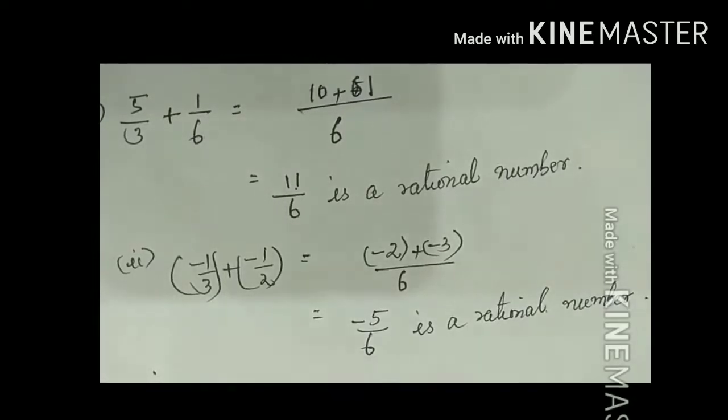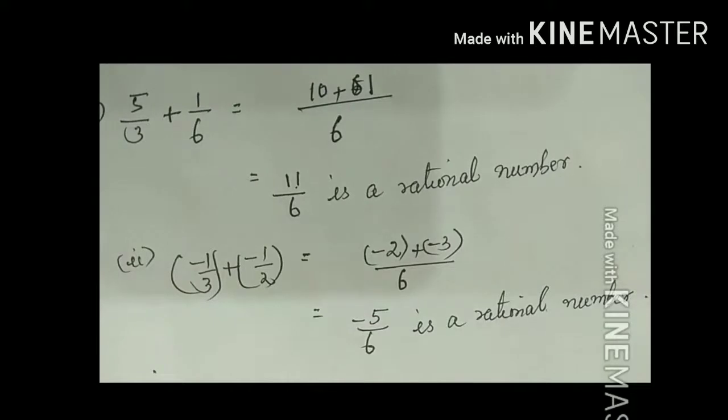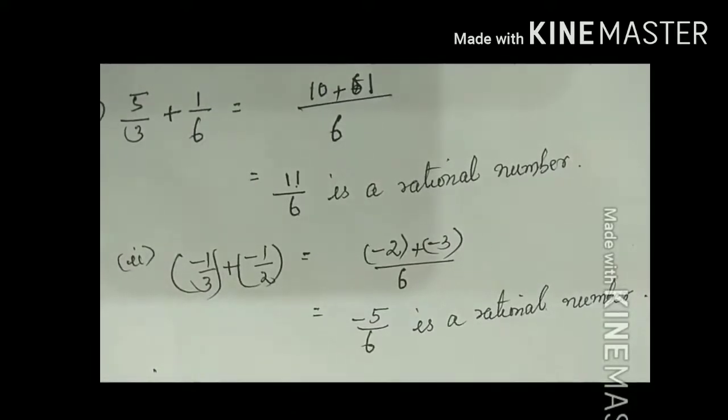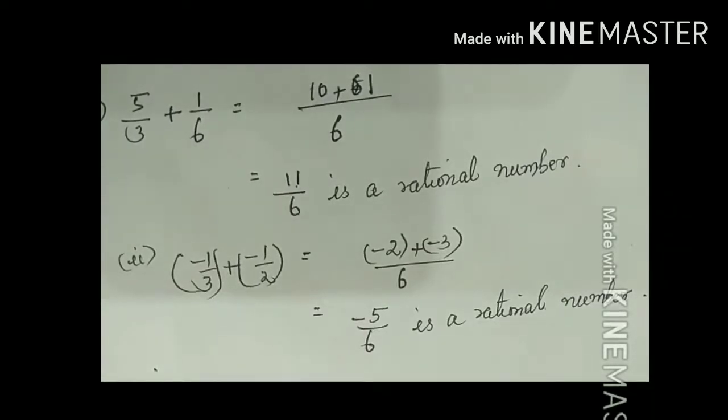It is nothing but: take two rational numbers, their sum will also be a rational number. This is what is called the closure property. Let me repeat once more. Take any two rational numbers, take their sum. The sum will also be a rational number. Clear?